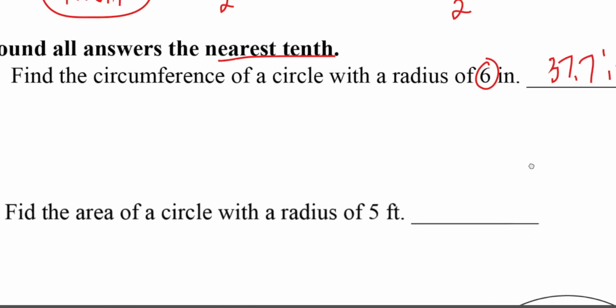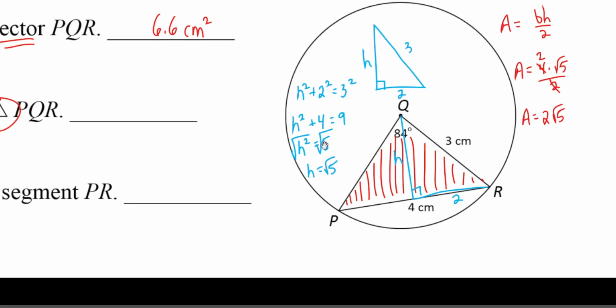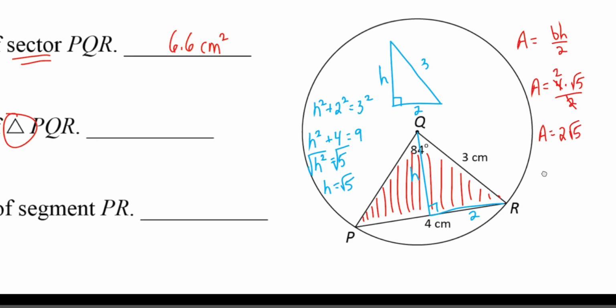It says it right here. Round all the answers to what? The nearest tenth. So I'm not going to leave it as 2 square root of 5. I'm going to put that into a calculator. Put in the square root of 5, and you'll get some big decimal number. Then you put times 2, and round it to the nearest tenth, or the first decimal place. That'll round to 4.5. Again, it's area, so it's centimeters squared.